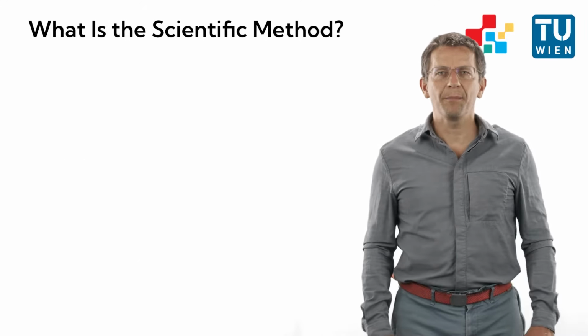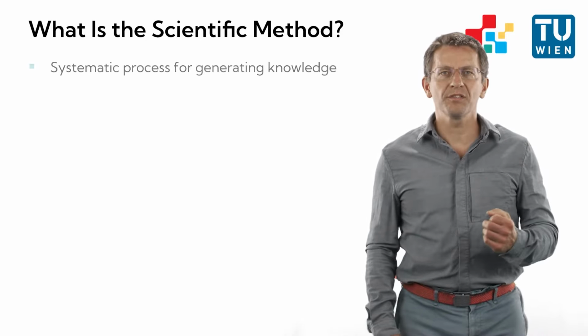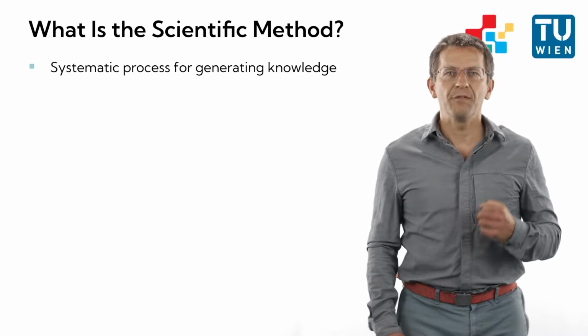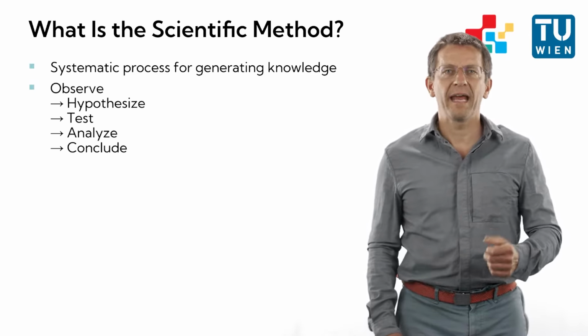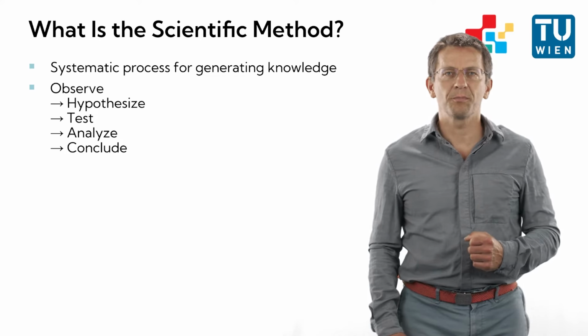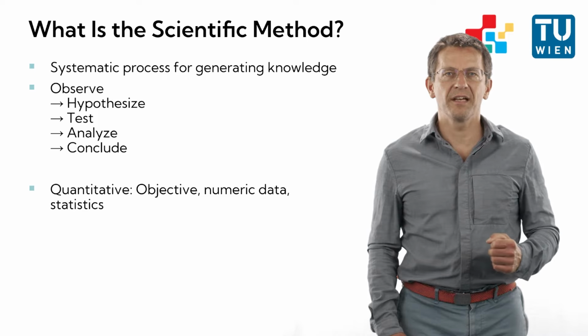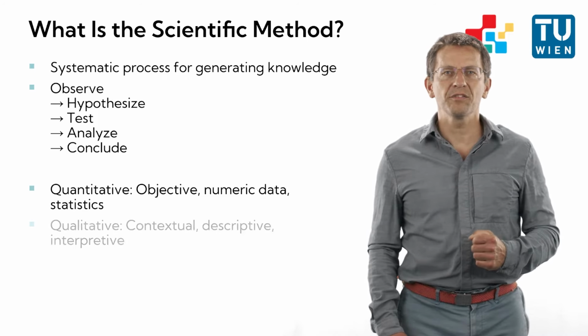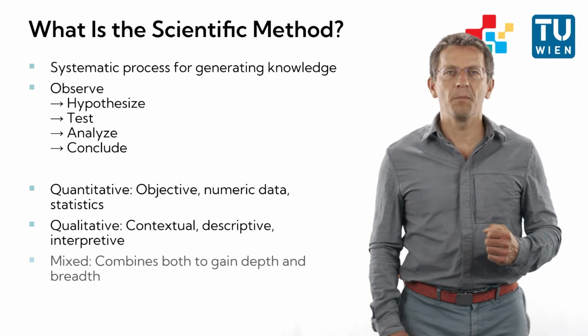Let's quickly recap the scientific method you have learned about before. It is a systematic process for generating knowledge involving these key steps: observe, hypothesize, test, analyze, and conclude. You should understand the distinctions between research approaches. Quantitative methods focus on objective, numeric, and statistical analysis. Qualitative methods are contextual, descriptive, and interpretive. And mixed methods combine both to provide a more comprehensive understanding.